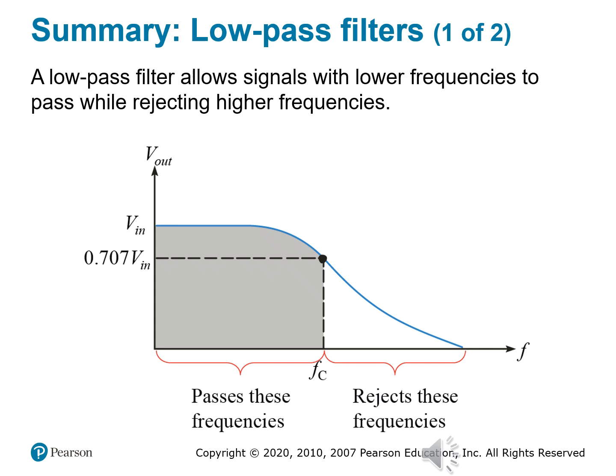The horizontal dashed line you see there marks that 70.7% of the voltage in, which is that standard reference for defining F sub C. Any frequency higher than that, well, it's getting filtered out, and we call this the stop band. Again, like a bouncer at a club saying, sorry, you're too high frequency for this joint.